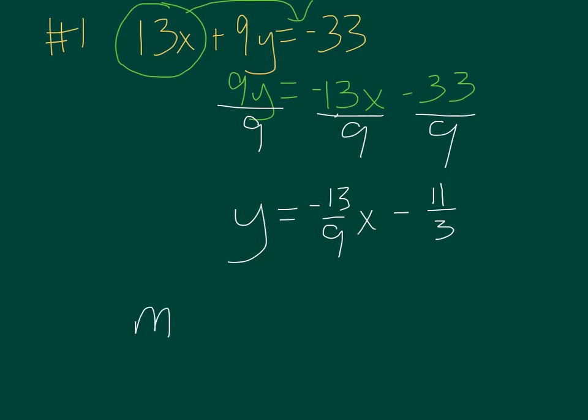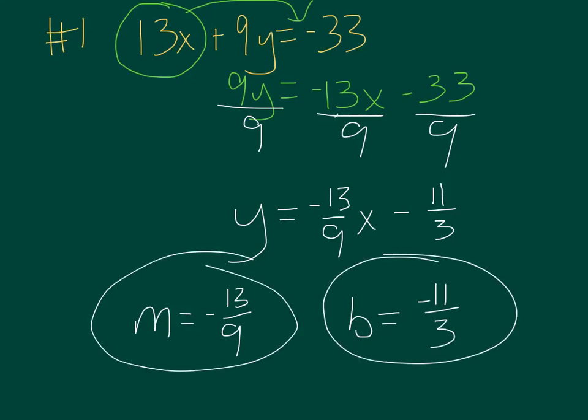So tell me the slope. It's negative 13 ninths. Notice I put m equals. I want you to put that. And tell me the y-intercept. B or k, I don't care. Is negative 11 thirds. Now that wouldn't be very fun to graph, but as far as algebraically working with it, it's not too difficult at all.